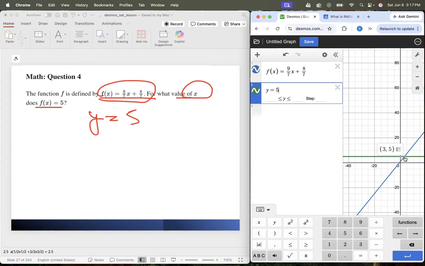You see, this is the beauty of Desmos and how beautifully Desmos can do this question for you. Not the value of y, but if you look here, we have 3 and 5, x is equal to 3. That will give you a value of f of x equal to 5. Straightforward.